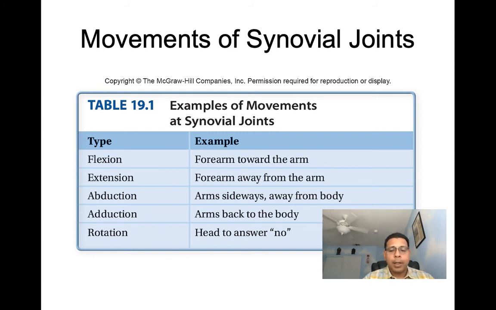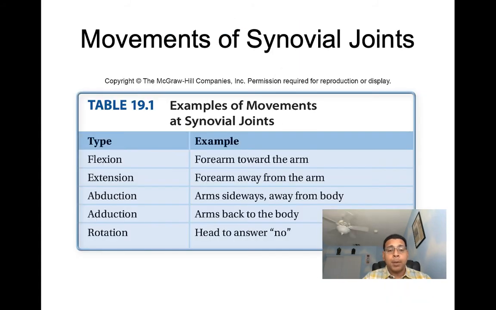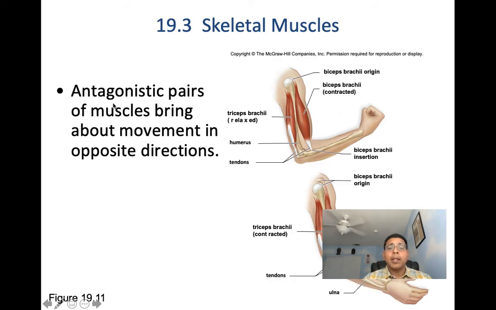And then we have agonist and antagonist. Now when we talk agonist, agonistic muscles are muscles that work together to accomplish a certain task or a certain movement. And when we talk antagonistic muscles, those are going to be muscles that move opposite to the agonistic muscles. So here you can see muscles actually working in an agonistic and antagonistic fashion.